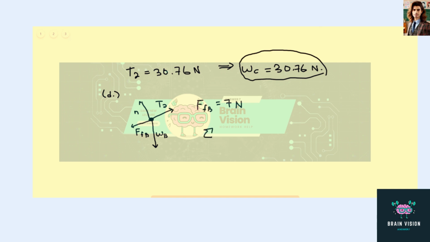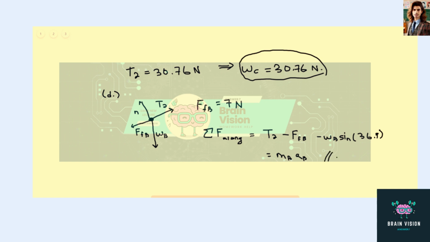So the way we actually solve that is we do the sum of the forces along the ramp. In this case, it's not equal to 0. It's going to be equal to the mass times the acceleration along the ramp. But the sum of the forces just gives us T2 minus friction on block B minus weight of B times sine of 36.9. And again, it's not equal to 0. It's equal to the mass of block B times the acceleration of block B by Newton's second law.